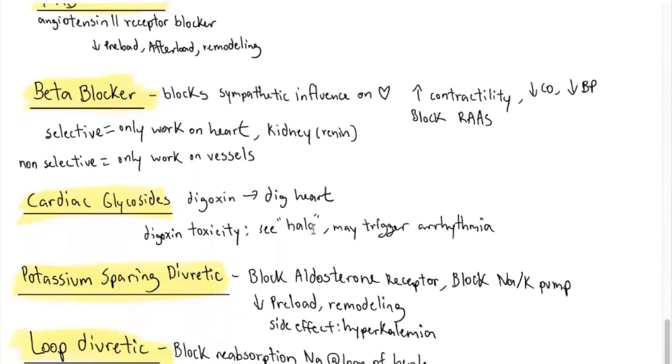And the next class is beta blockers. Beta blockers block the sympathetic influence on the heart by decreasing contractility, decreasing cardiac output, and decreasing blood pressure. So it blocks the RAAS. Selective beta blockers only work on the heart and the kidneys, and then non-selective ones work on the smooth muscles, like the blood vessels and everything. Non-selective should be avoided in patients who have respiratory illnesses like asthma or COPD.